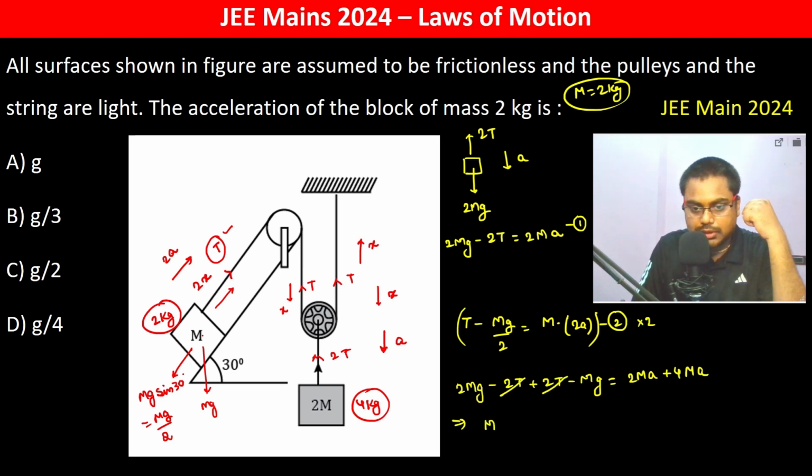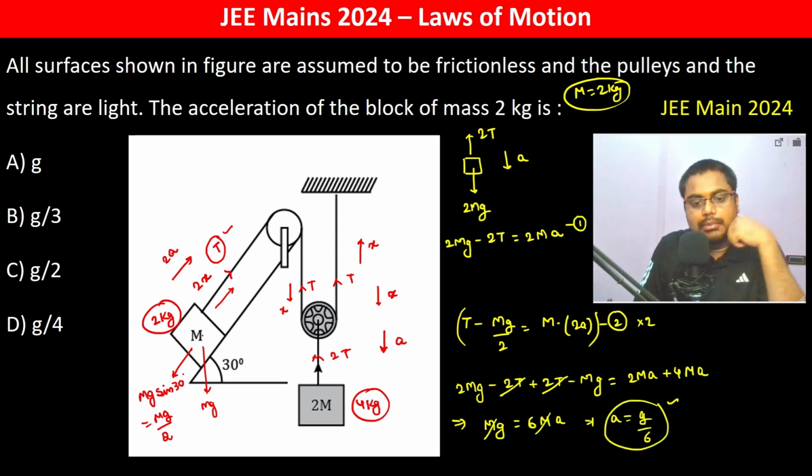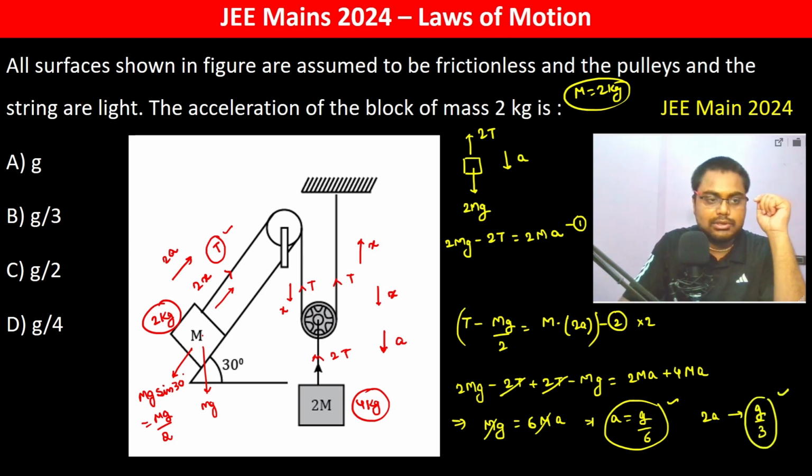Gone. This is mg is equal to 6ma. m is gone, so a is equal to g by 6. But now what we have to find out is the acceleration of the 2 kg block, so therefore it's 2a, so therefore it's going to be g by 3. So B is the answer.